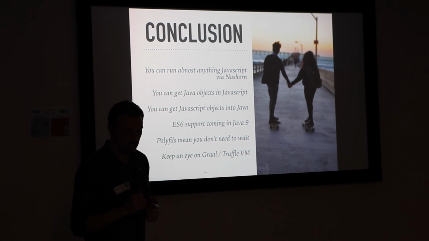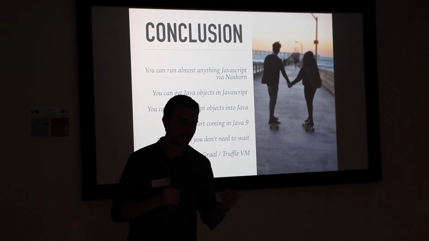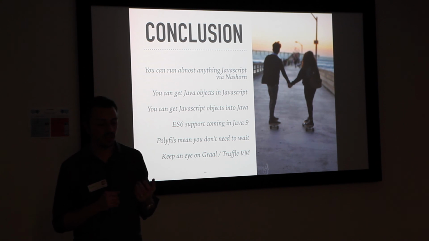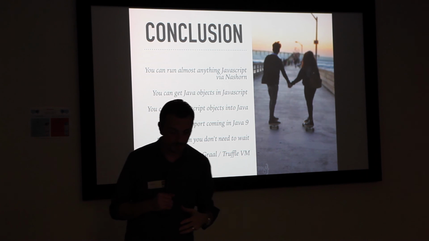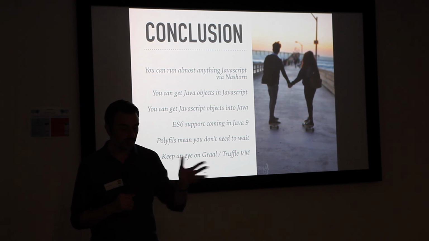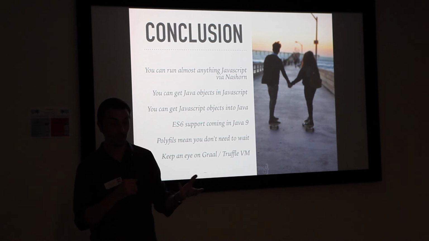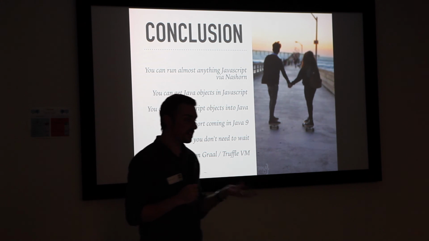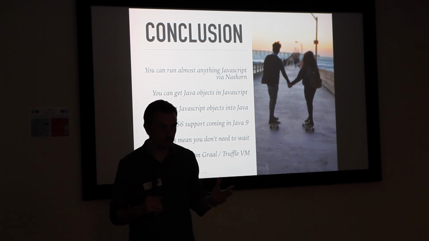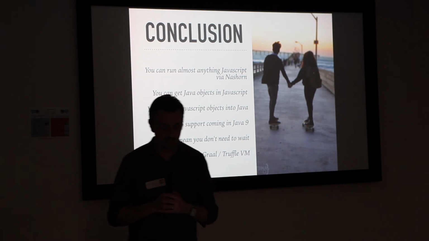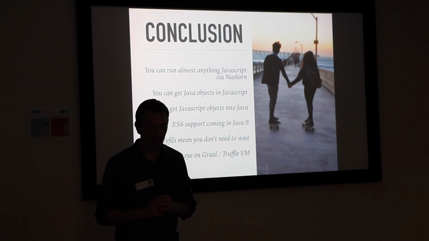All right, and with that, I hope I've gotten across to you that you can run just about anything using JavaScript via Nashorn, and you can get all your Java objects into JavaScript and vice versa. There are a few little things you have to be mindful of, but it's not too annoying once you know what to look for. ES6 support's coming, which is fantastic, and you can use polyfills. So by all means, go and use these libraries, there's no reason it's not ready for production.